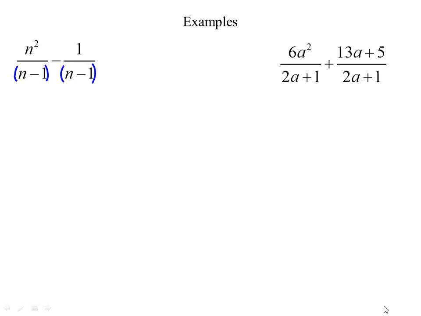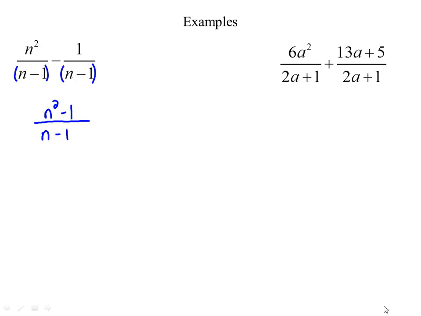So since we already have a common denominator, go ahead and write your combined fraction over your common denominator. Just leave it be. And then combine your numerators. Well, you have n squared minus 1. Those are not like terms. So you just write it as n squared minus 1. They're not like terms. You can't put them together.